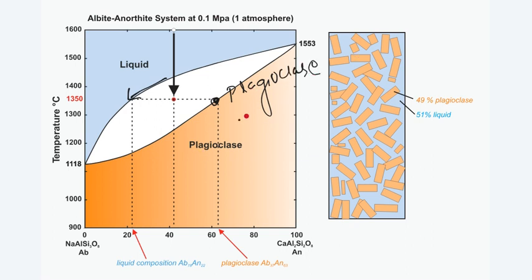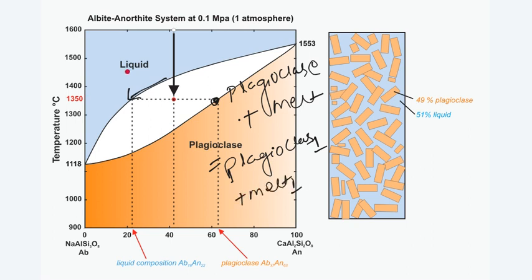it will exchange or react with the melt to produce another composition of plagioclase. Plagioclase 1, suppose, plus melt 1. This is a reaction going on here. The amount of plagioclase produced will again exchange with the melt. Again the plagioclase will modify and the melt will modify.